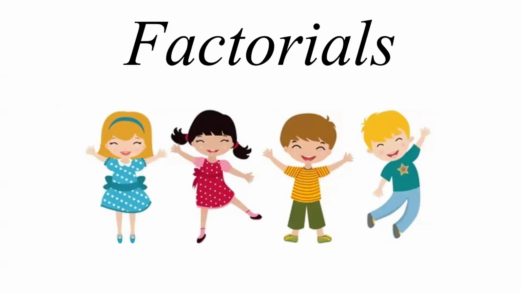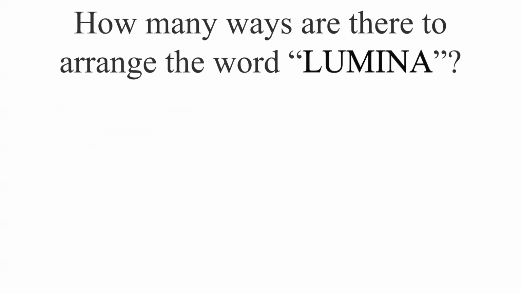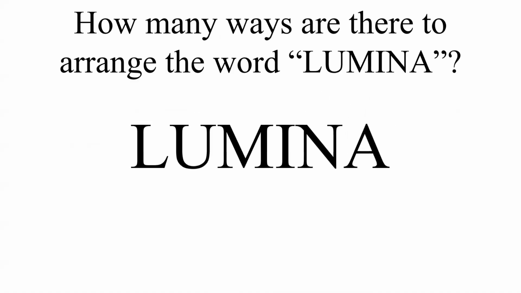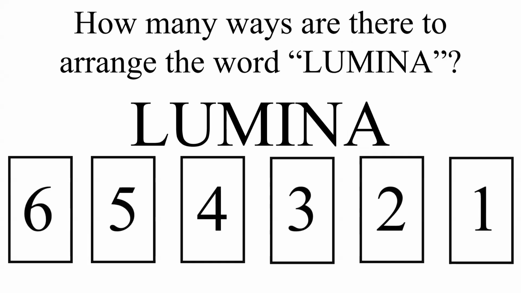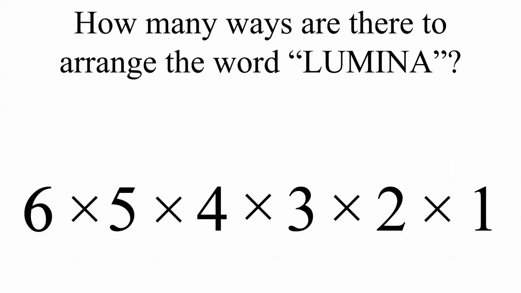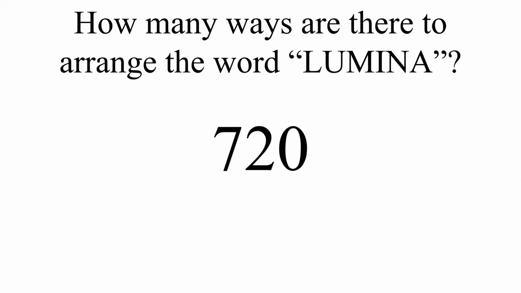Now that you already get the basics of factorials, let's get to the real problems. How many ways are there to arrange the word lumina? Well, first of all, let's see how many elements there are. How many letters? 6. So we prepare 6 spots. Same process as before. The first spot can be chosen from 6 letters, the second spot from 5 letters, and so on. So 6, 5, 4, 3, 2, 1. Apply the principle of multiplication, which is 6 factorial, and we get the answer 720.